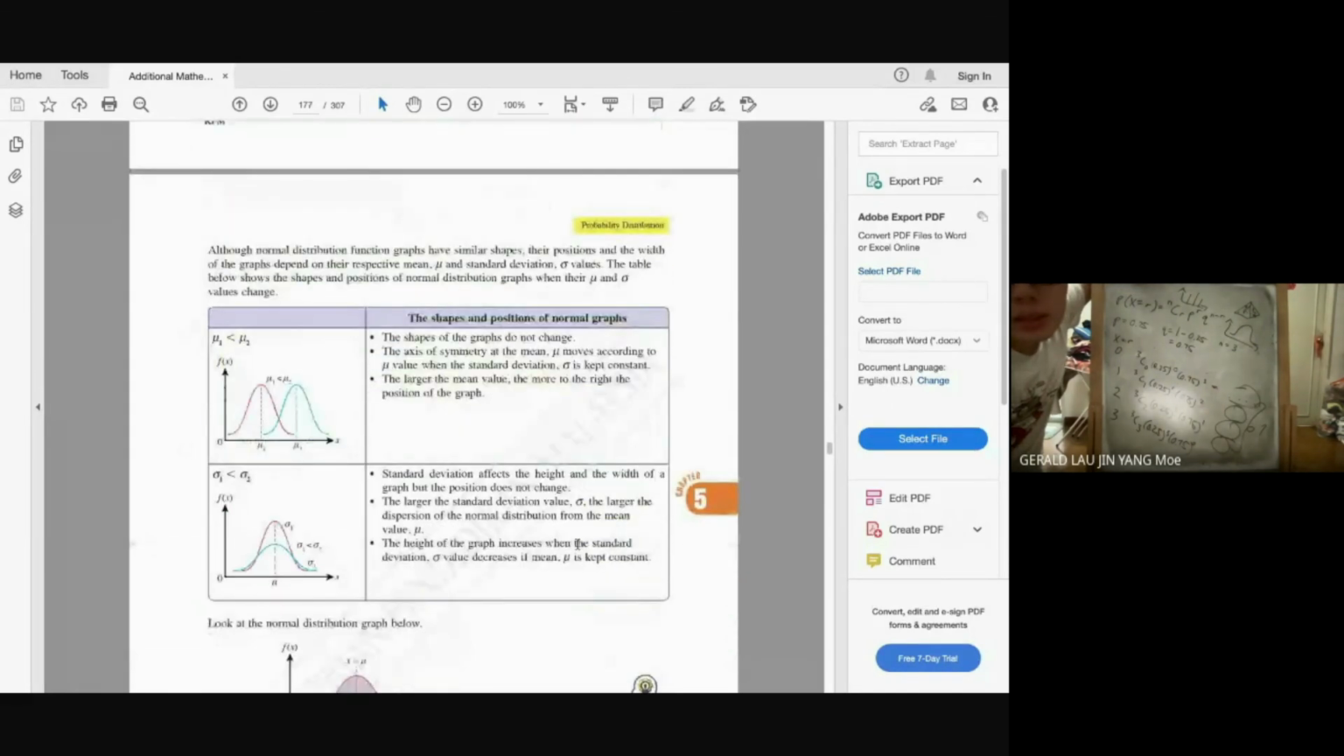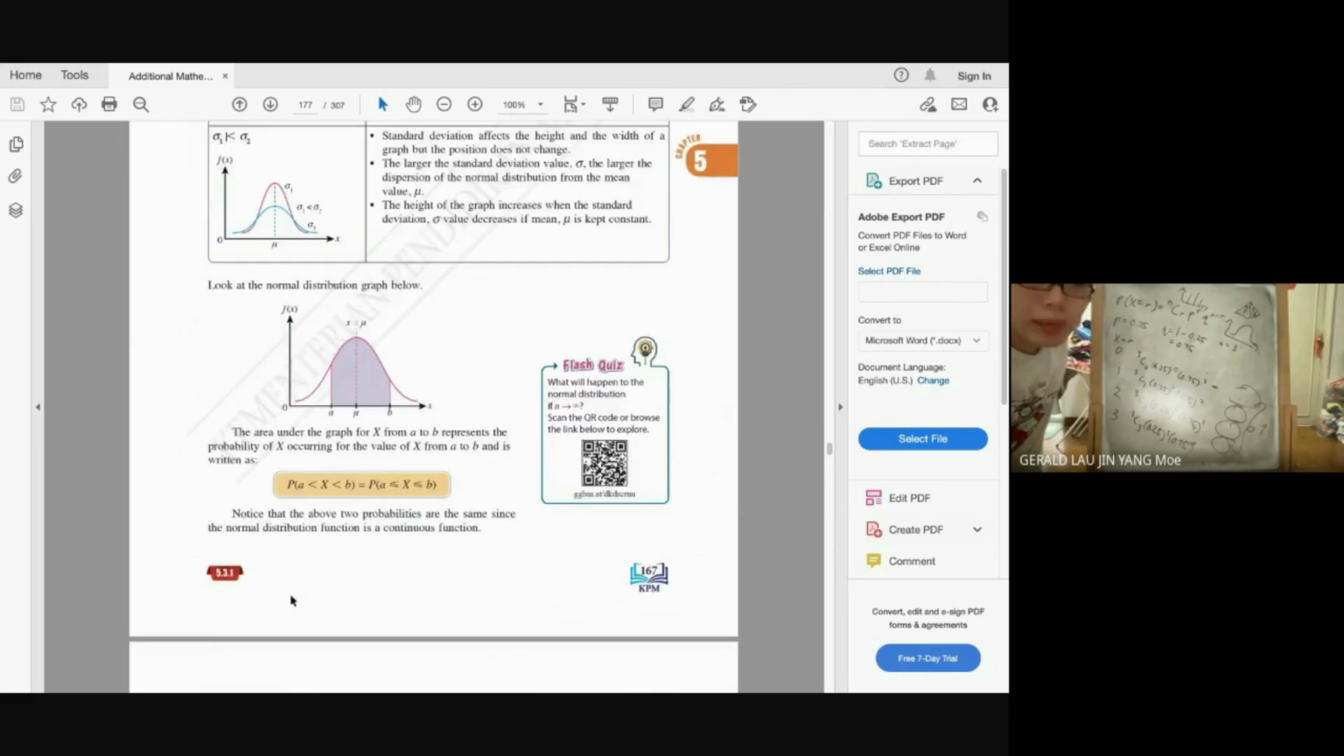So basically this is the mean. If your mean is smaller, of course your graph is more to the left side, because it's smaller. If your standard deviation is smaller, that means the graph will be taller and narrower, because the deviation is lesser. Okay, this one is not too much.